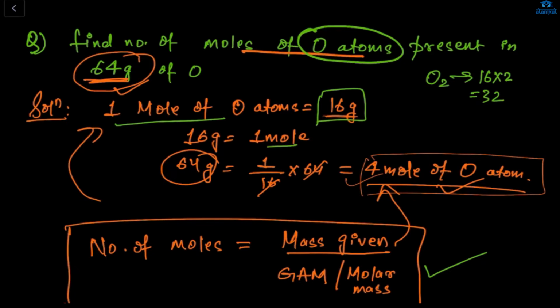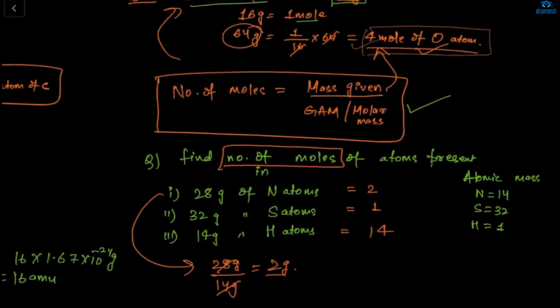So the number of moles will be mass given, which is 64, and molar mass, which is 16. After you do that, you get 4. So 4 moles of atom. Mass given upon molar mass. Yes, ma'am, this is the formula.